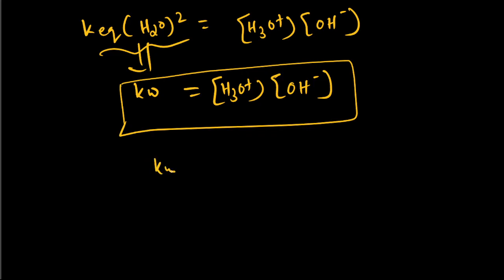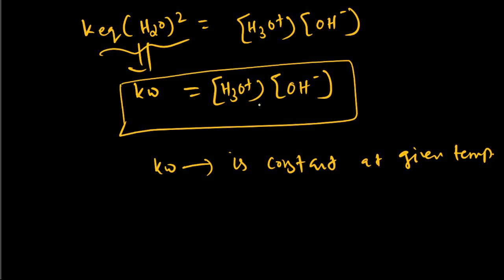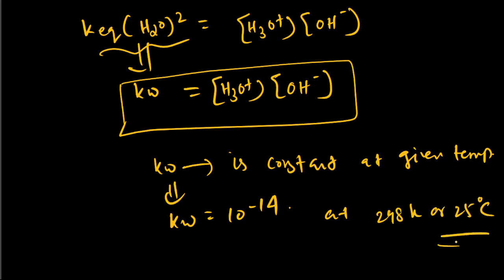And what we know is that Kw is constant at a given temperature. So this value at room temperature, practically, we get Kw equal to 10 raised to minus 14 at 298 Kelvin or 25 degrees centigrade. So what is H?